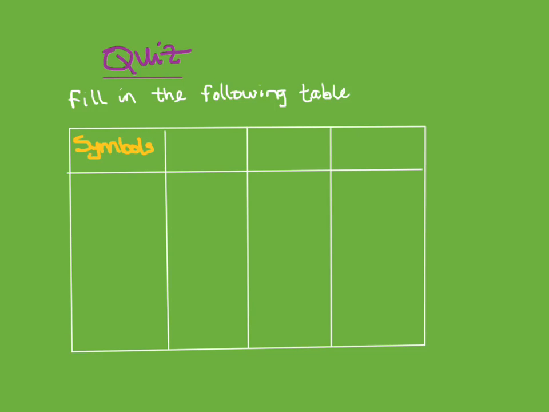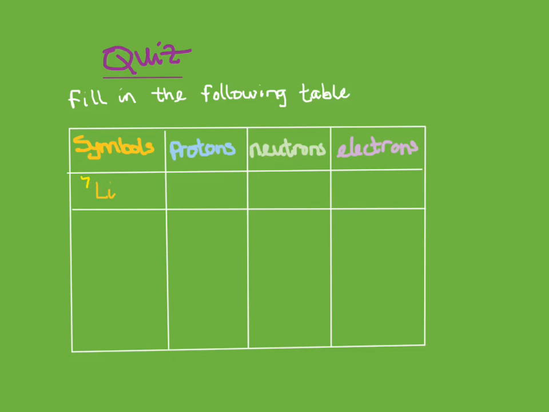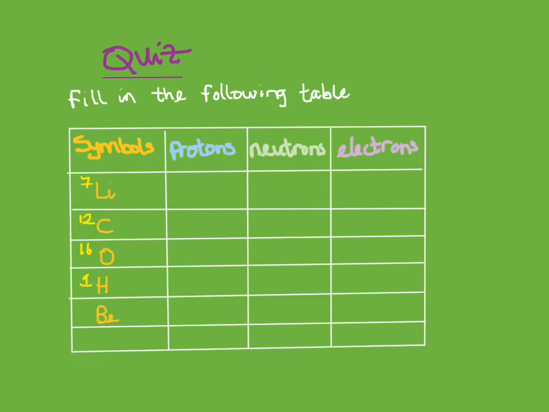The quiz below is to aid our understanding of the above lesson. So, you're required to fill in the following table. The symbols of some elements have been provided, in order for you to give the number of protons, neutrons, and electrons found in these respective elements, whose symbols have been given.